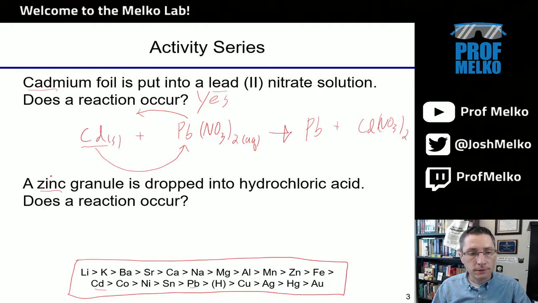Likewise, we can try the second one here. Zinc, Zn, dropped into hydrochloric acid. So in these types of problems, remember, consulting the activity series, we're not so concerned with chlorine, that's the anion. It's whether zinc can replace the cation here, or hydrogen. So does zinc, shown here, come before hydrogen, shown here? The answer is yes. Zinc's before hydrogen, so yes, even here, reaction will occur.